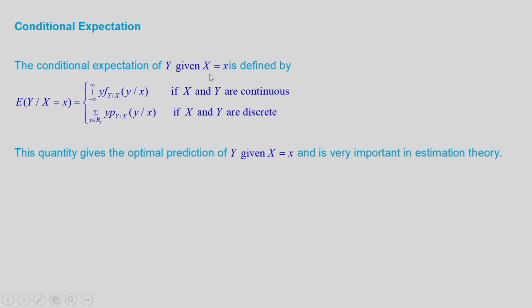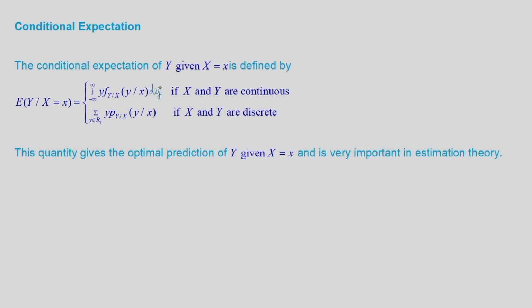With the definition of conditional PDF and conditional PMF, we can also get the conditional expectation. The conditional expectation of y given x is equal to small x is defined by E of y given x equal to small x. So, this is defined by this integral in the case of continuous random variables. It is expectation with respect to y. Therefore, it is integration of y multiplied by the conditional PDF, and then you integrate with respect to dy.